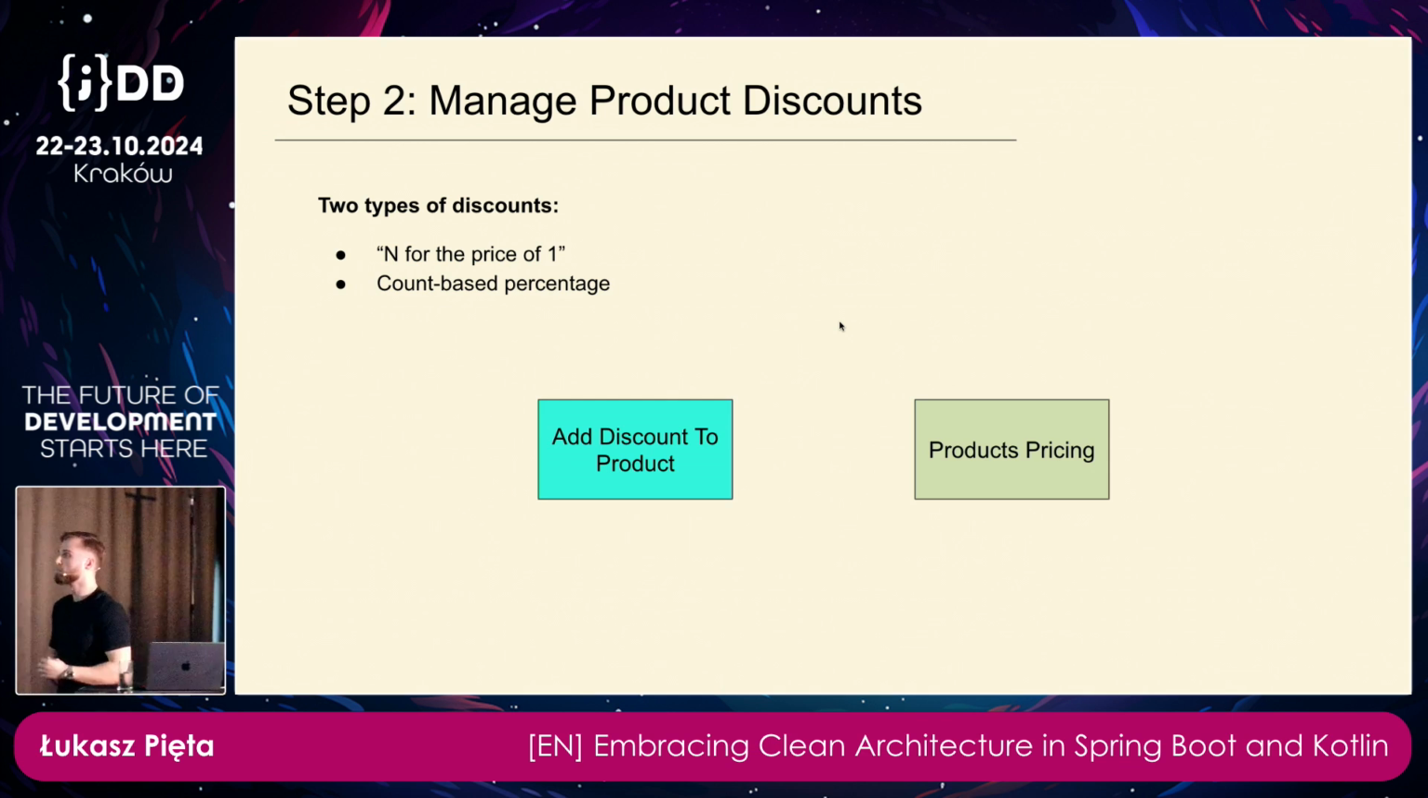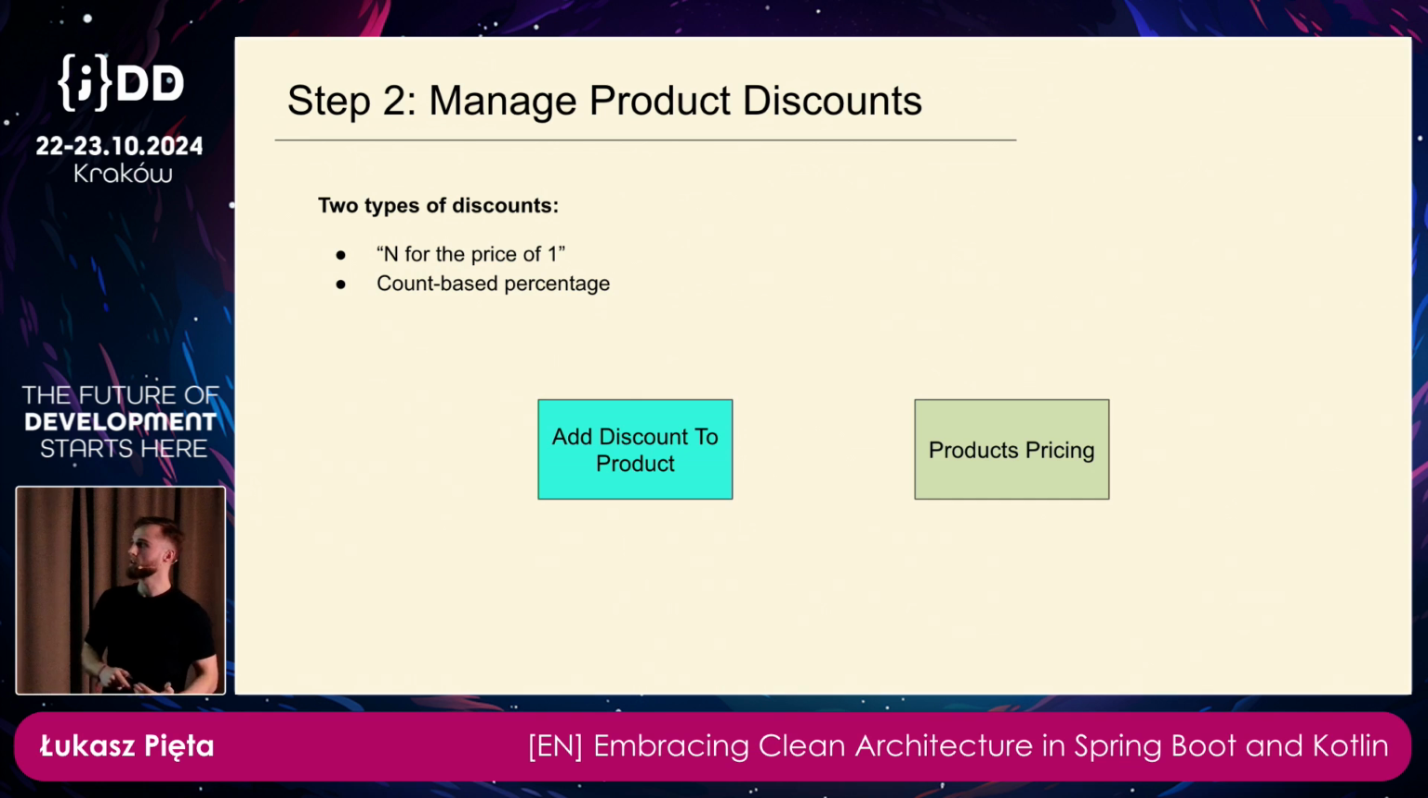Let's now add more complexity. So what we'd like to have is to add discounts to products. And there will be two types of discounts.